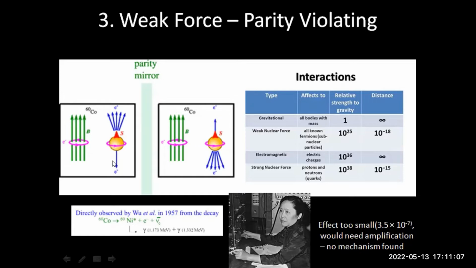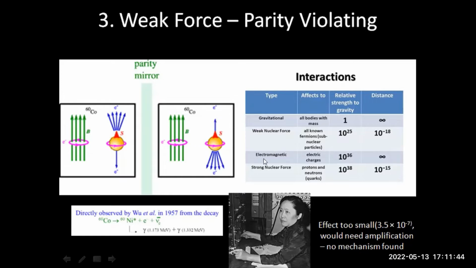And it turns out that if you do the experiment, you find that the electron can go in both directions, not only one. So it can go in the opposite direction, but it does it only a very few times in beta decay. So that indicates that there's a violation of parity.